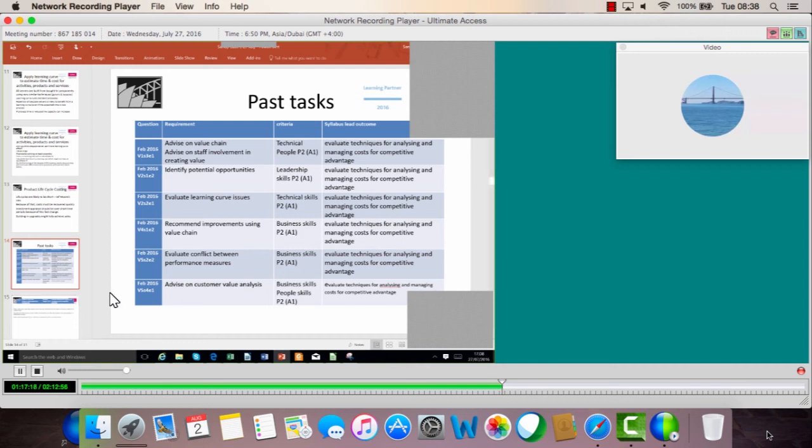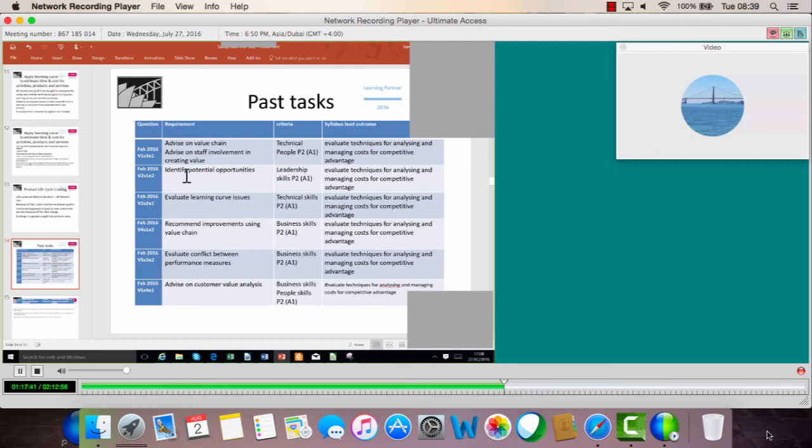All right. So all of these questions really all related to P2A1, and P2A1, as you may recall, was evaluate techniques for analysing and managing cost for competitive advantage. It's marvellous. And then we can look at the specific requirements.